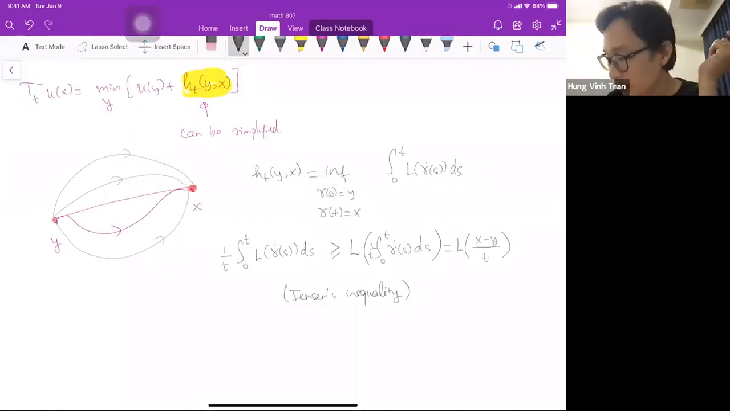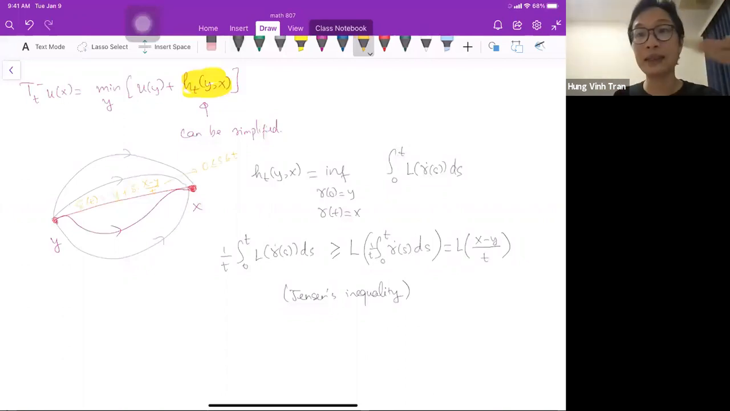So that's that. And this corresponds to exactly this curve that you can take, gamma bar of s to be nothing but y plus s times (x minus y) over t, for 0 less than or equal to s less than or equal to t. That's exactly the minimizer, because L is uniformly convex. So this is the unique minimizer, actually, right?